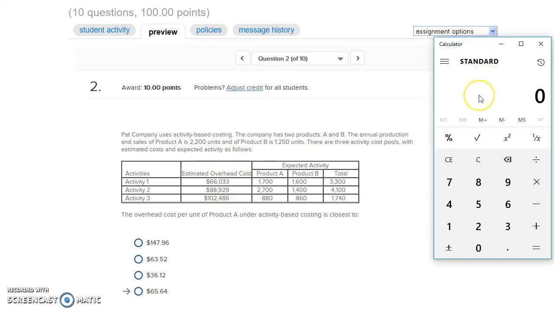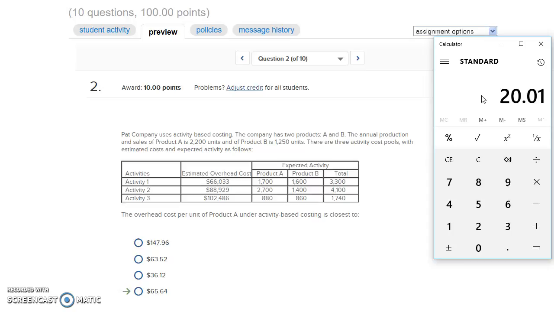I think the first thing it was mixing. So our total mixes we're going to have is 3,300 between product A and product B. So I'm going to take the total cost, $66,033, and I'm going to divide that by 3,300. So per mix, for activity 1, it's going to be $20.01. Okay, I'm just writing that down.